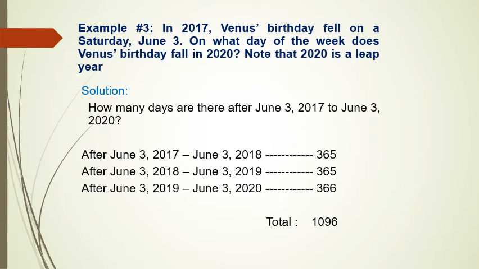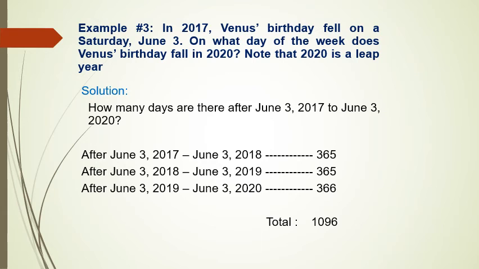Okay, another example, we have in 2017, Venus' birthday fell on a Saturday, June 3. On what day of the week does Venus' birthday fall in 2020? Take note that 2020 is a leap year. So for our solution, we are going to count how many days are there after June 3, 2017 up to June 3, 2020. So after June 3, 2017 up until June 3, 2018, we have 365 days for a year.